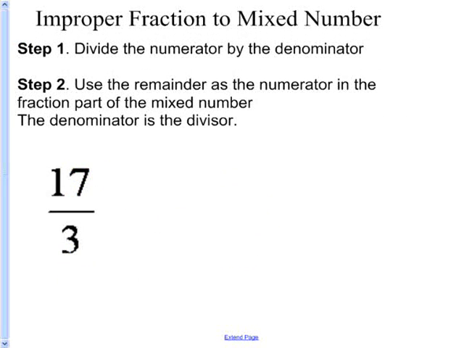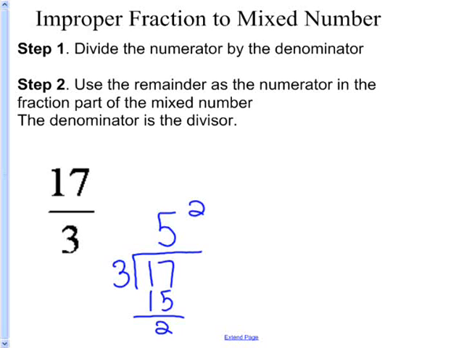We've seen how to go from mixed numbers to improper fractions. We want to go back the other way. I have an improper fraction here, 17/3, and I want to see how to change it to a mixed number. So the first thing I'm going to do is divide the numerator by the denominator. So 17 divided by 3. 3 goes into 17 5 times. 3 times 5 is 15, and I have 2 left over. I take my remainder, that becomes the numerator of my mixed number, and then I keep the denominator the same. So 17/3 is equal to 5 and 2/3.